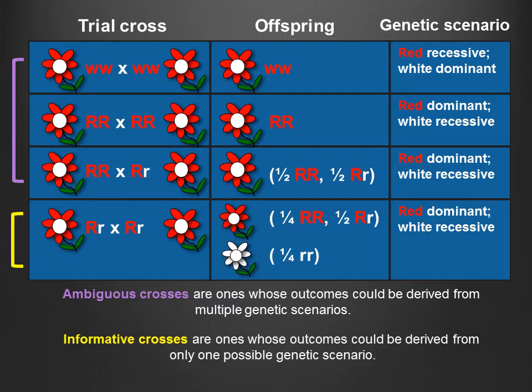On the other hand, the trial crosses in which some of the offspring do not have the same phenotype as the parents are informative crosses. The result of the informative cross shown here can be attributed to only one genetic scenario, the scenario in which the red allele is dominant.